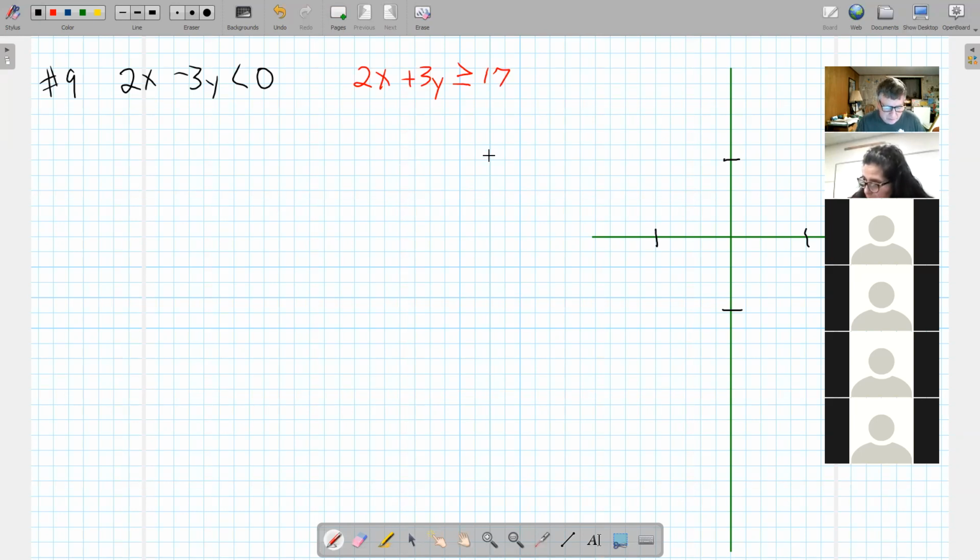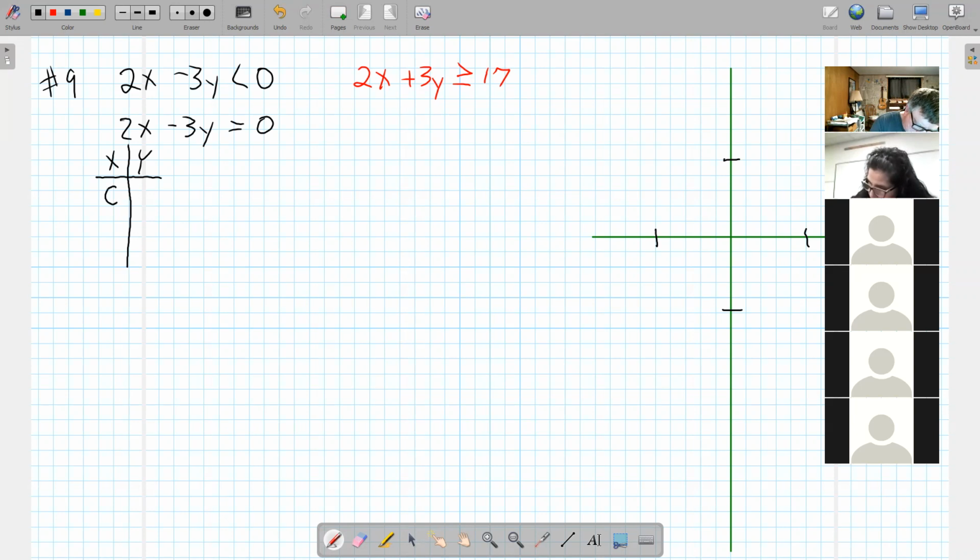So let's look at the first inequality. 2x minus 3y is less than 0. So we're going to consider the equation 2x minus 3y equals 0. And we're going to make a table and find two ordered pairs. Now, in theory, we can pick any number we want for x or any number we want for y, but you have to live with the consequences. So you want to pick something nice, something small, something simple.